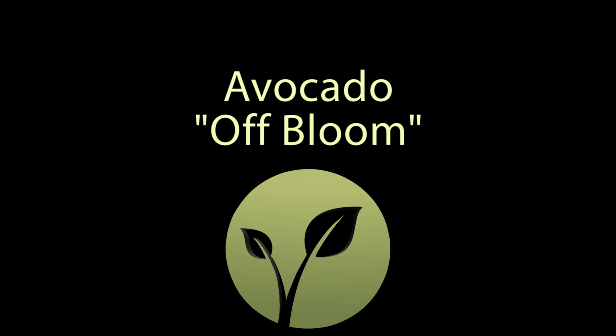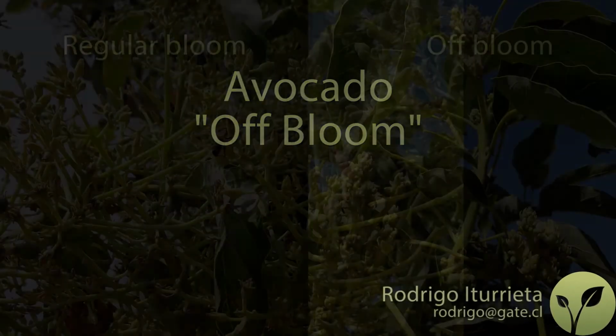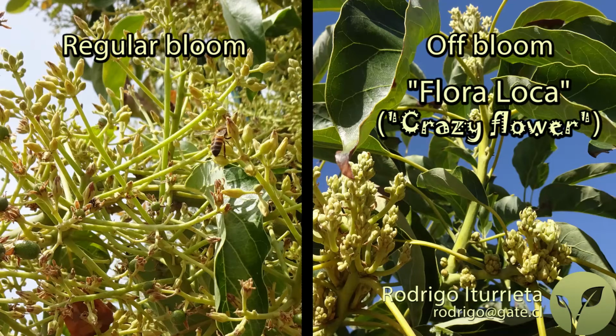Hi everybody. Today I want to talk a little bit about a particular aspect of avocado's bloom behavior, which is the off bloom. So, on the left, a picture of a regular bloom, basically the one in the spring, and on the right, a picture of the off bloom, which is one that doesn't occur in the spring. This is also called Flora Loca or crazy flower.